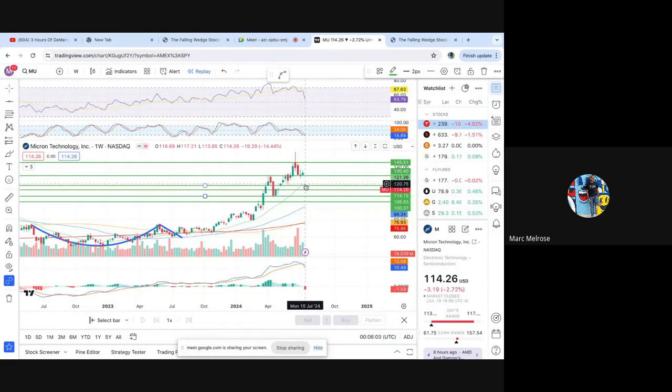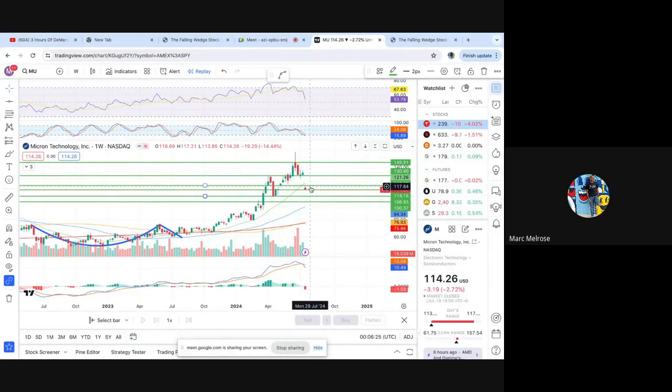I would need this to first turn around, because that's the way that it's set up with this MACD crossover to the downside. I want to see it reject. It'll need to reject this area first. It would need to reject 114 and start to trend upwards before I can feel confident that it's going to get back to 145.